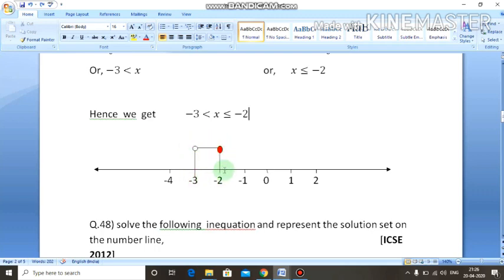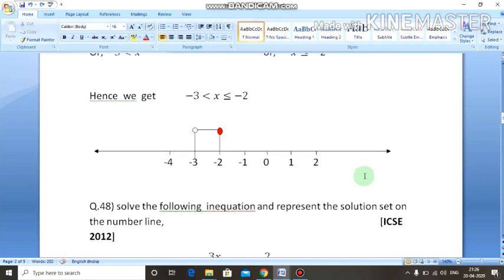This is the graphical representation of the solution. Minus 2, the highlighted point, is filled with a red mark. You will use a black ball pen. That means minus 2 is there in the solution, but minus 3 is empty. That minus 3 is not there in the solution set. So draw this on the real line, and this completes the solution. Understood?